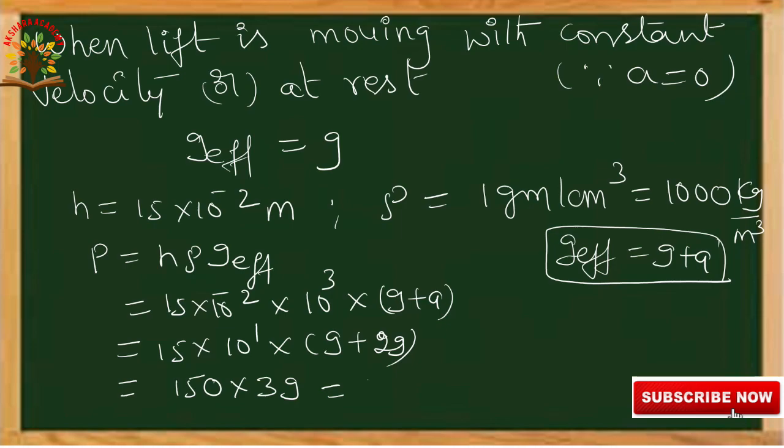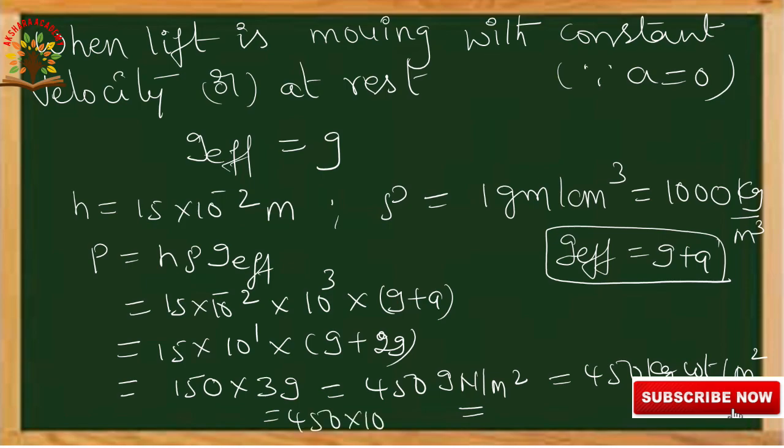15 threes, 450g. Here we are writing either 450g Newton per meter square or 450 kilogram weight per meter square. Converting into centimeter square, 450 into 10 to the power of minus 4.